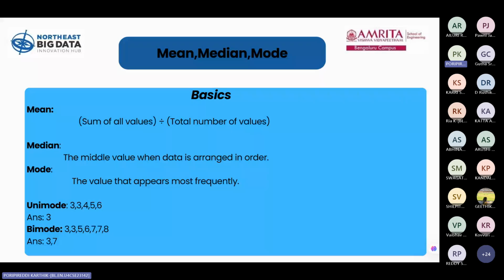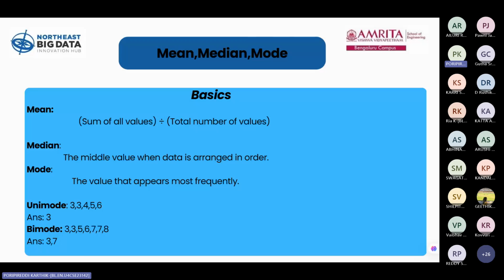Basically, mean is the sum of all the values divided by the total number of values, and median is the middle value when the data is sorted. And mode is the value that repeats most frequently. There are two types of mode. The first one is unimode, and the second one is bimode. In the first example, you can see 3 repeated 2 times, so we get mode as 3. But in the second case, we have 3 and 7 repeated twice. This is called a bimode, where we have two values.